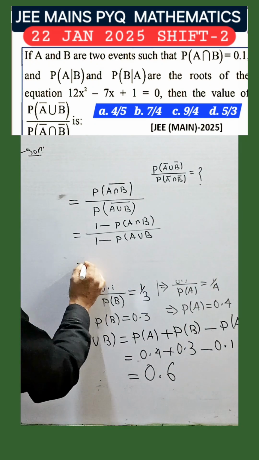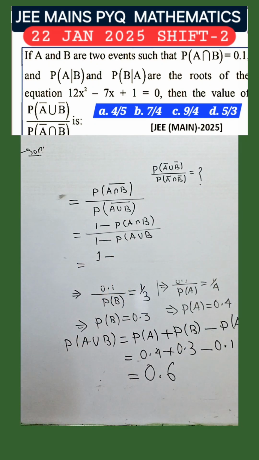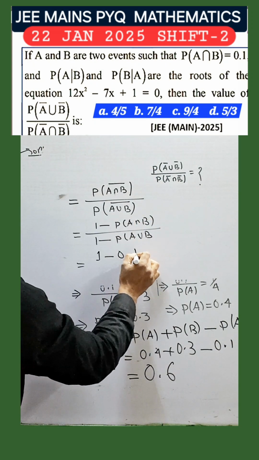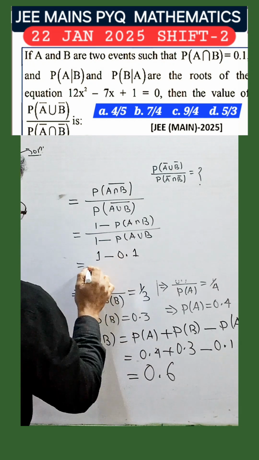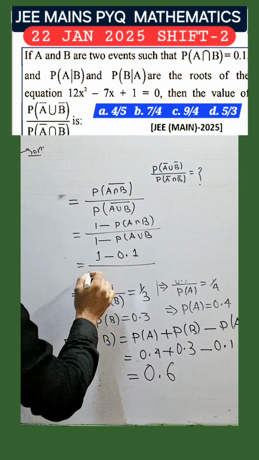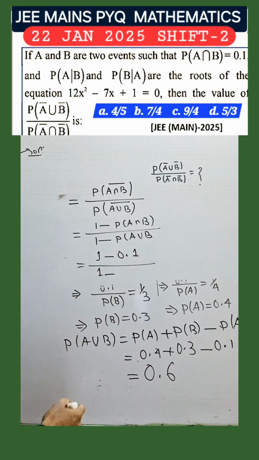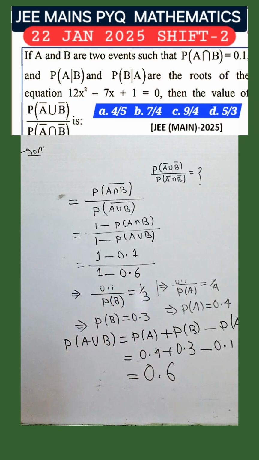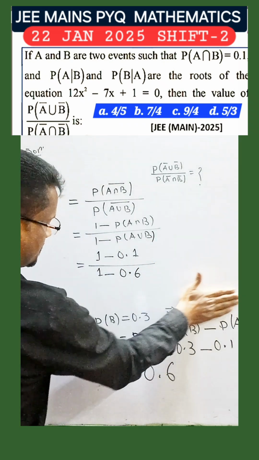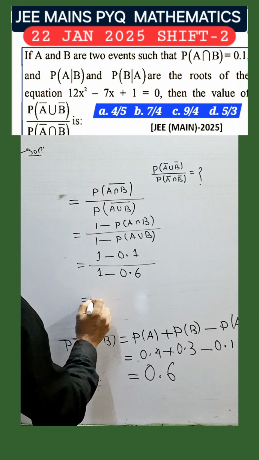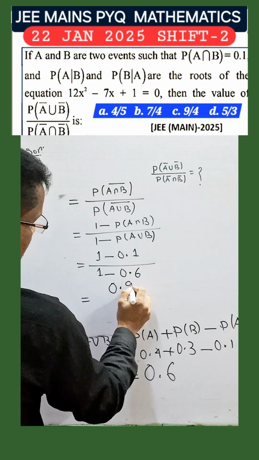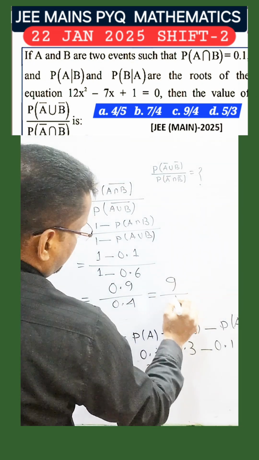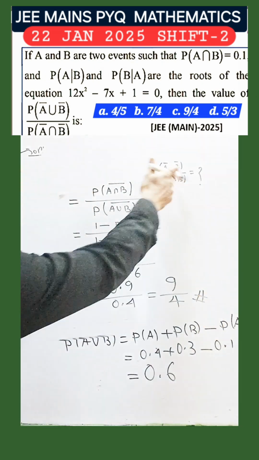Now just put the values. What you get: 1 minus the probability of A intersection B, which in the question is given as 0.1, divided by 1 minus the probability of A union B, which is 0.6. So 1 minus 0.1 is 0.9 and 1 minus 0.6 is 0.4, and the value is 9 by 4. This is the value of this ratio.